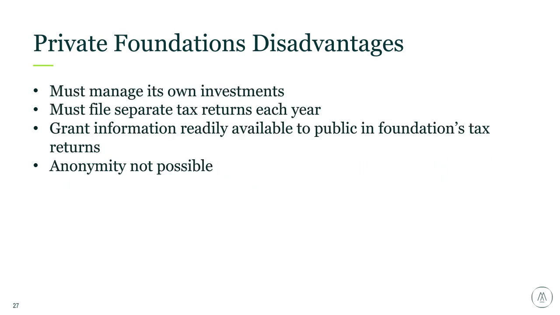Some other disadvantages is that you must manage your own investments as opposed to a donor-advised fund, which we'll get to here in just a little bit. There is a separate filing requirement. Private foundations must file Form 990-PF every year. The grant information is going to be readily available. So all of this information is available on the Form 990-PF. It is a public document. It is available on GuideStar, and obviously lots of people can see that. So that really does make anonymity impossible for the most part with respect to a private foundation.